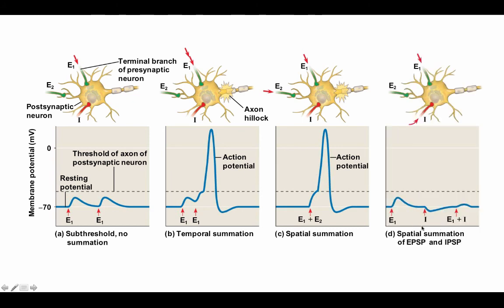Excitatory and inhibitory postsynaptic potentials can also interact with each other in an additive way, so that the effect of an inhibitory postsynaptic potential can negate the action of an excitatory postsynaptic potential and make it less likely that the threshold potential is going to be reached to produce an action potential.